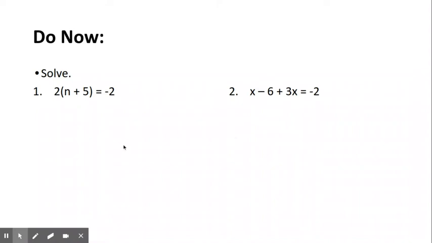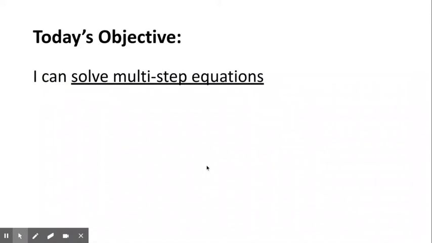All right, for this first equation here, you would have wanted to start off by distributing, so multiplying the 2 with the n and the 2 with the 5. When you finish solving this equation, you would get n equals -6. For this other one here, you should have gotten x equals 1. You would have wanted to combine the x and the 3x to get 4x as your first step, and then continued on solving. Now that we are all warmed up, we are ready to go.